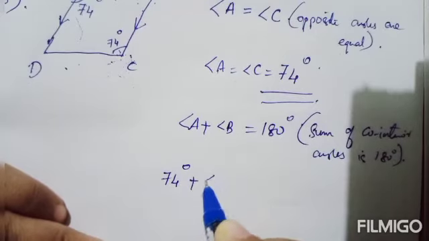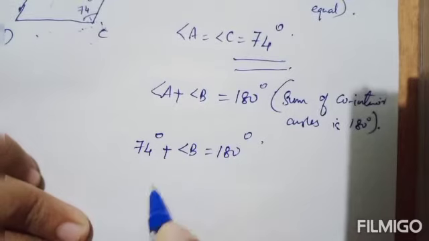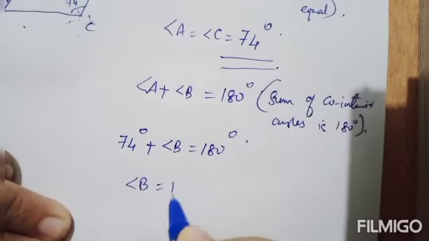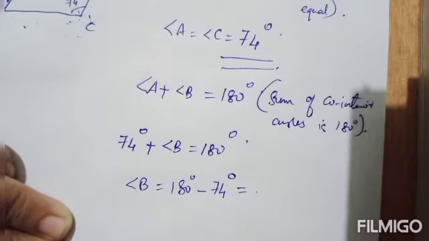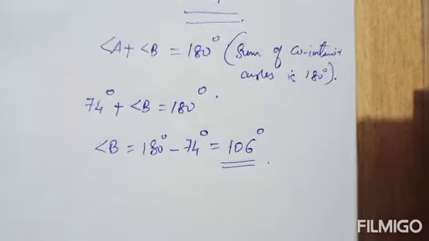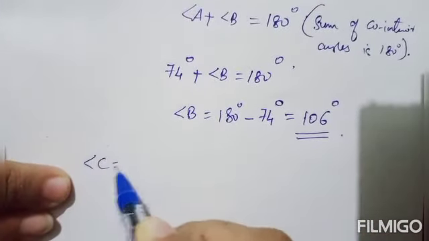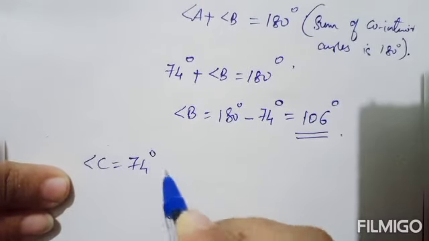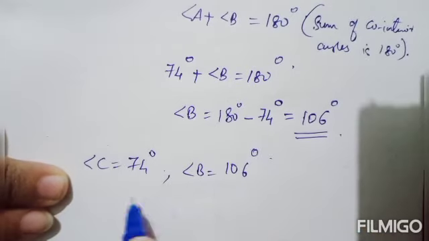Now angle A is given 74 degrees. So 74 degrees plus angle B equal to 180 degrees. From this, how can you find angle B? It is 180 degrees minus 74. You will get 106 degrees. So for the first question, we got angle C equal to 74 degrees and angle B equal to 106 degrees.